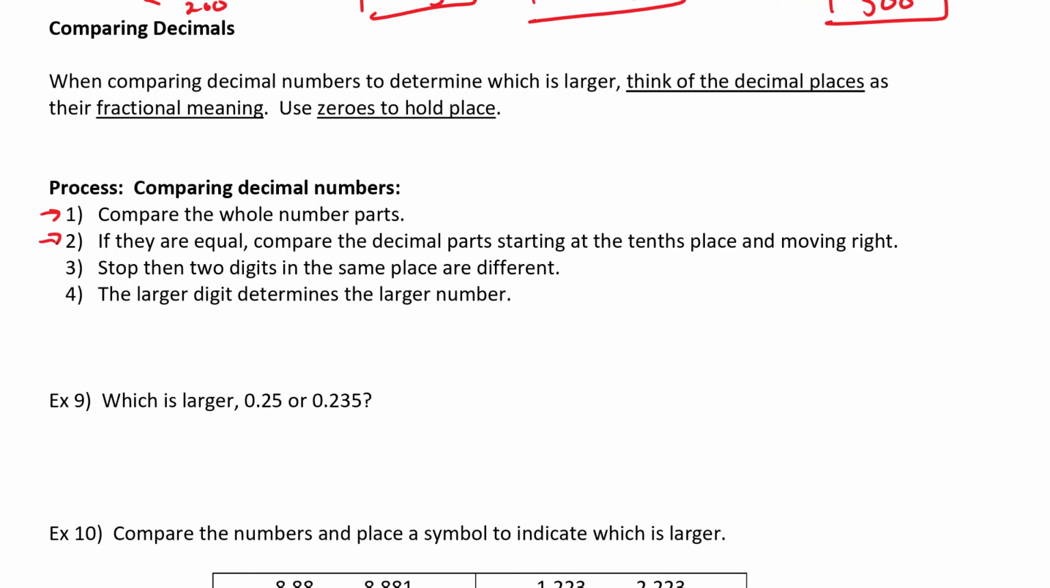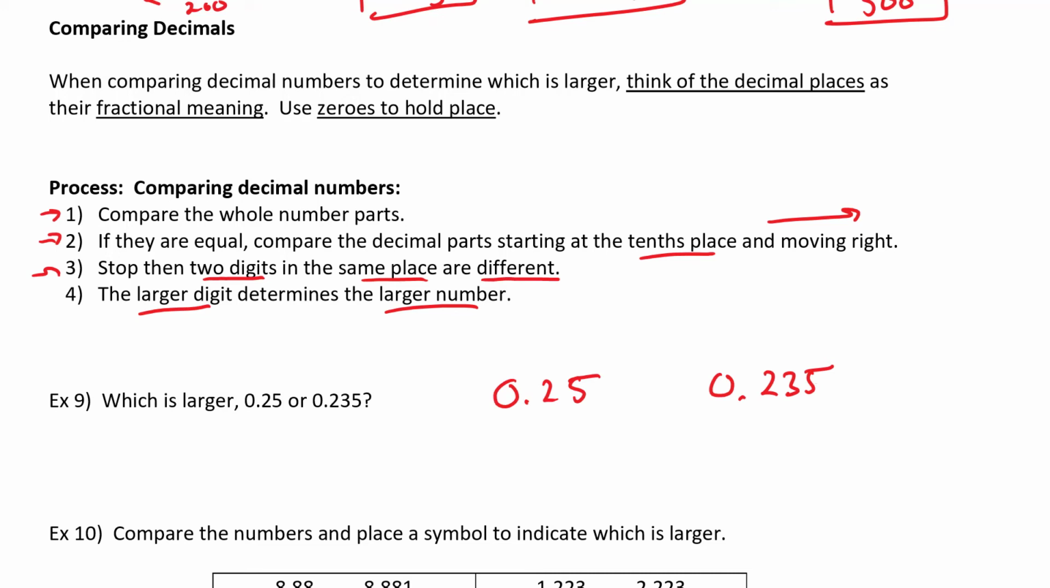If they're equal, compare the decimal parts, starting in the tenths place and moving to the right. Stop when you get two digits that are in the same place, but they're different. Whatever is larger, that's the larger number. So let's look at this now. 0.25, and we're going to compare that to 0.235.